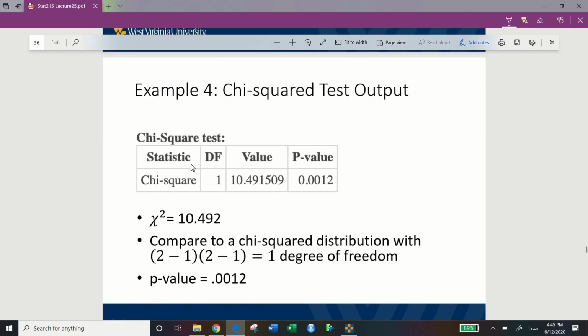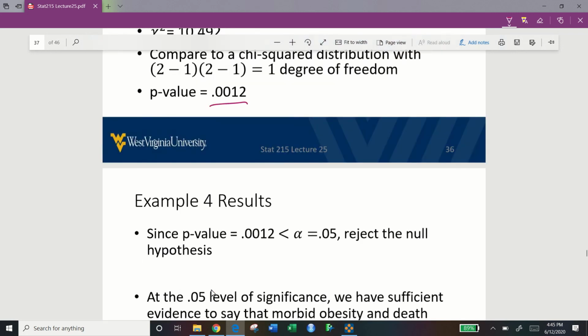Now using StatCrunch, we can calculate our chi-squared statistic, which in this case would be 10.492, which would give us a degrees of freedom of 1 and a p-value of 0.0012. At this point, we can now make a decision and state our conclusion.